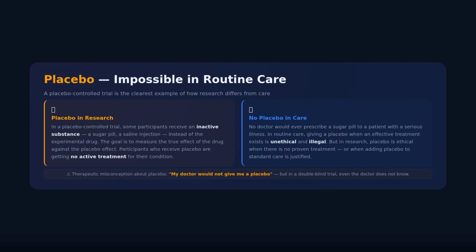Placebo is impossible in routine care. In a placebo-controlled trial, some participants receive an inactive substance instead of the experimental drug. No doctor would prescribe a sugar pill to a patient with a serious illness; it would be unethical. But in research, placebo is ethical when there is no proven treatment. Participants who receive placebo are getting no active treatment for their condition.